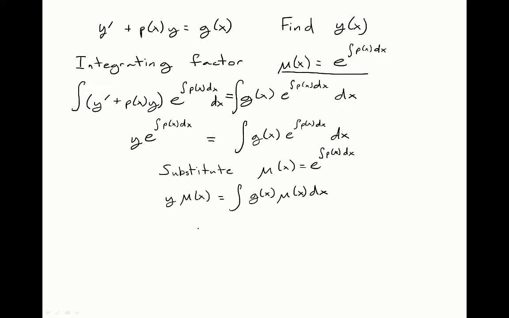So then if we're just looking for y of x, we just solve this equation. So what this tells us is that when you want to find y of x from a linear first order differential equation, you have to find the integrating factor. That requires doing an integral. And then you do this integral of g of x times that integrating factor and divide that by the integrating factor.